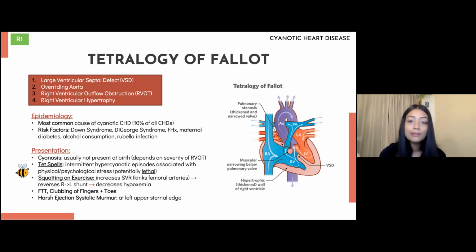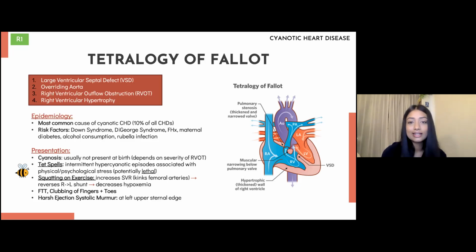Another buzzword you'll see often in exam questions is a child who is seen squatting by their parents when they're exercising or playing with their friends, with more stressful activities. Kids with tetralogy of Fallot will instinctively squat when their oxygen requirements are not met, as squatting kinks the femoral arteries, which will then increase systemic vascular resistance and also increase left heart pressure. This will aim to reduce the right to left shunt and restore more oxygen within the systemic circulation. This is a common description we see in exam questions and in textbooks.